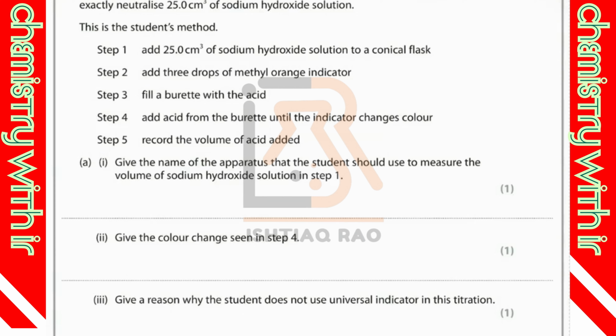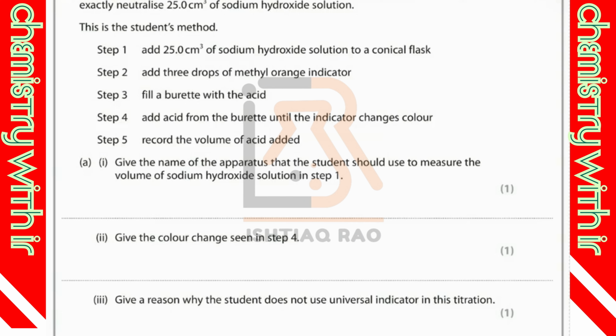Add 25.0 centimeter cube of sodium hydroxide solution to a conical flask. Add 3 drops of methyl orange indicator. Fill a burette with an acid. Add acid from the burette until the indicator changes color. Record the volume of acid added.